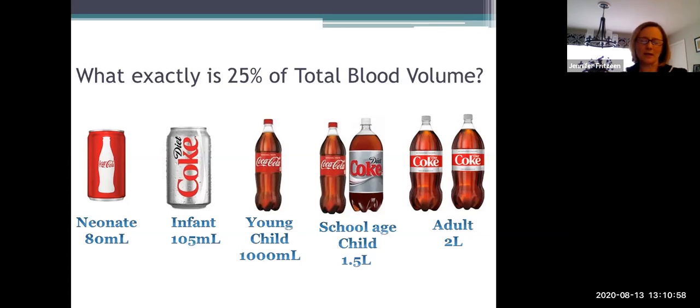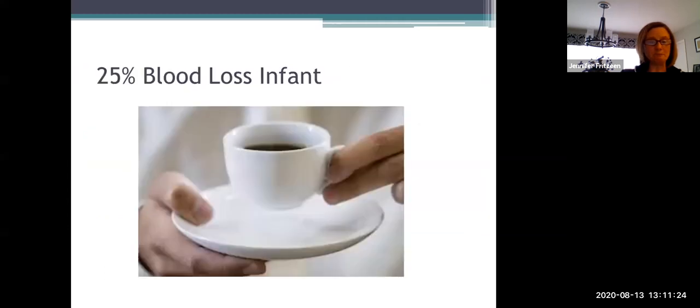If you look at some of the calculators to estimate total blood volume, it's about 34 milliliters per kilo of blood that you have until you get to be at about an adult size. So our neonates have about 80 mL, or a mini can of Coke. Our young child is going to have a liter. Your adult is going to have 2 liters, and you can see school age and infant in between. So I don't know if that helps anybody else, but it definitely keeps it straight in my mind.